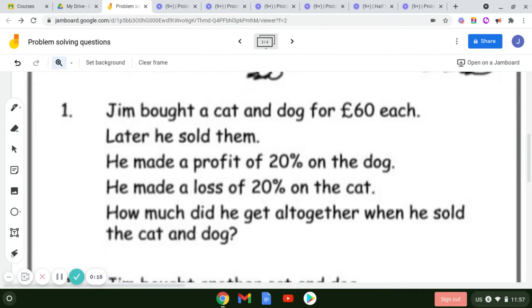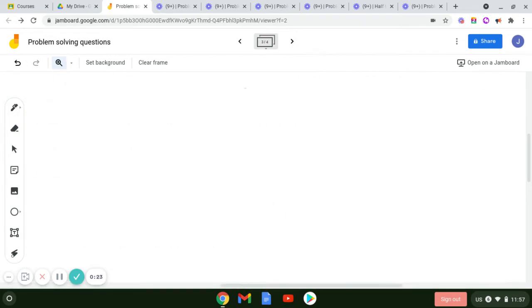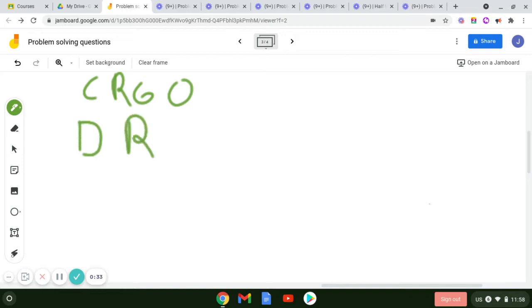Later he sold them. He made a profit of 20% on the dog. He made a loss of 20% on the cat. How much did he get altogether when he sold the cat and dog? So let's scroll over here. And so he bought the cat for 60 Rand. There we go. And he bought the dog for 60 Rand as well.